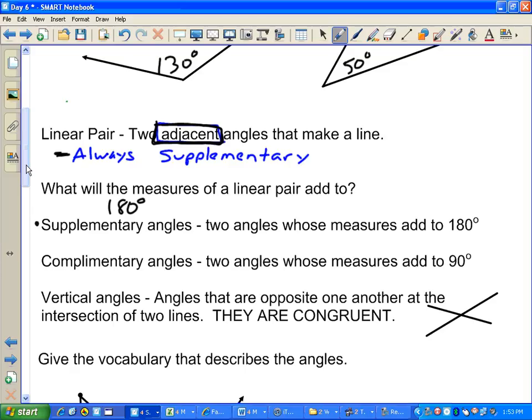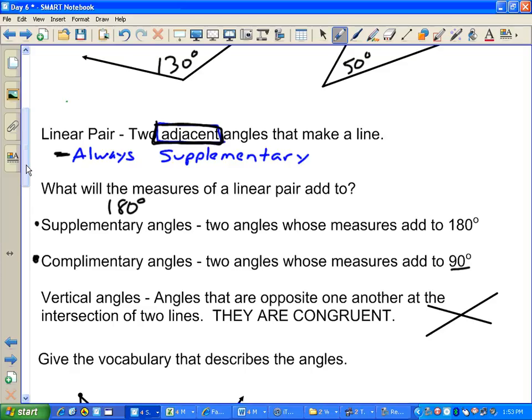The next one is complementary angles. So similar to supplementary, except this time they're going to add up to 90 instead of 180. Okay, again, those don't have to be connected. They can be separate. So if you have an angle that's 40 and an angle that's 50, those are complementary angles.